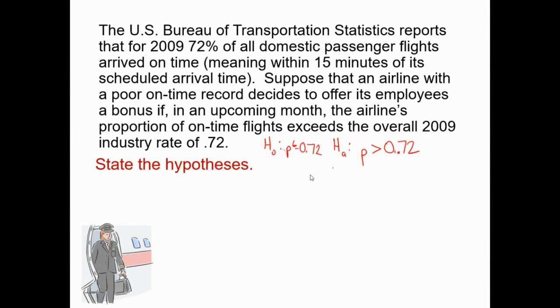Is the p lowercase or uppercase? Lowercase, because the big P is probability. What does little p mean? Population proportion. Those are our null and alternative.